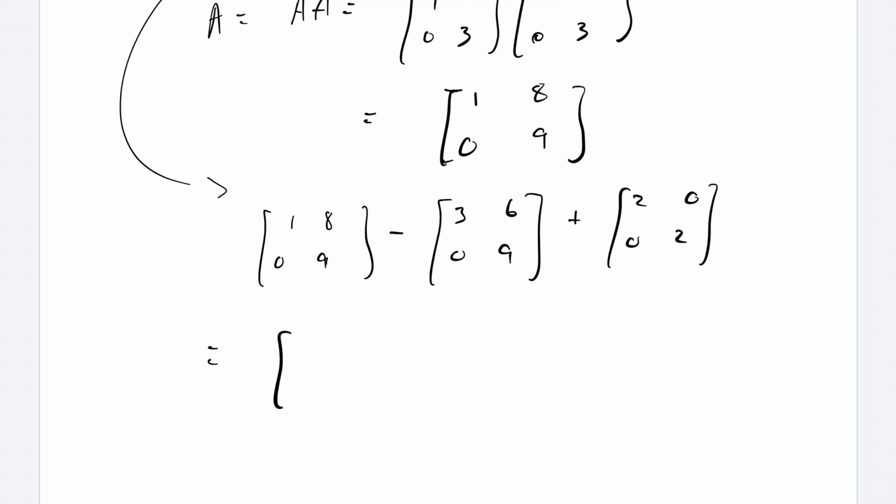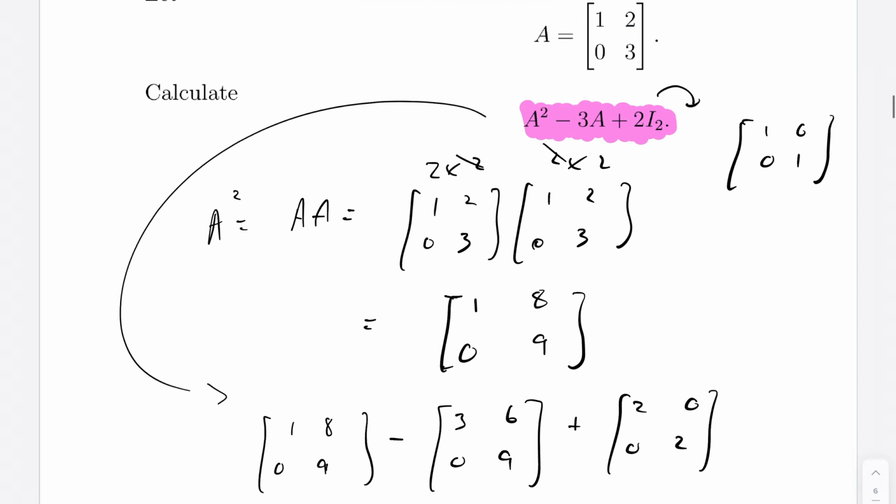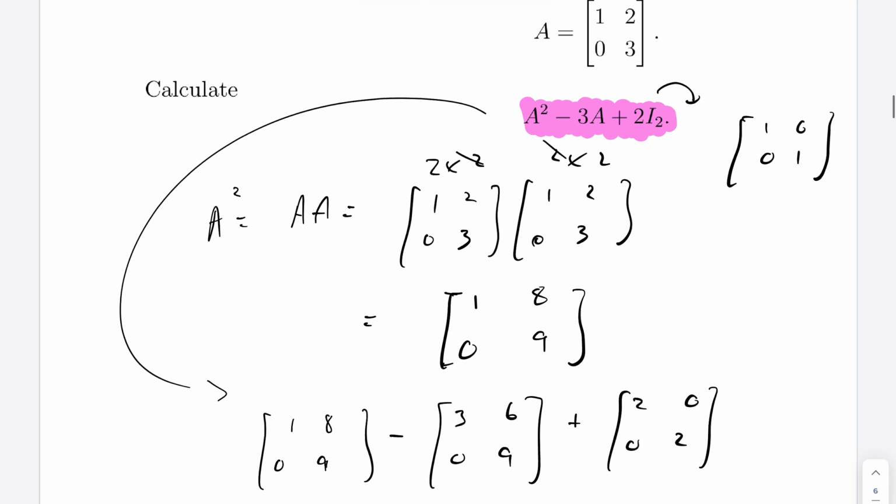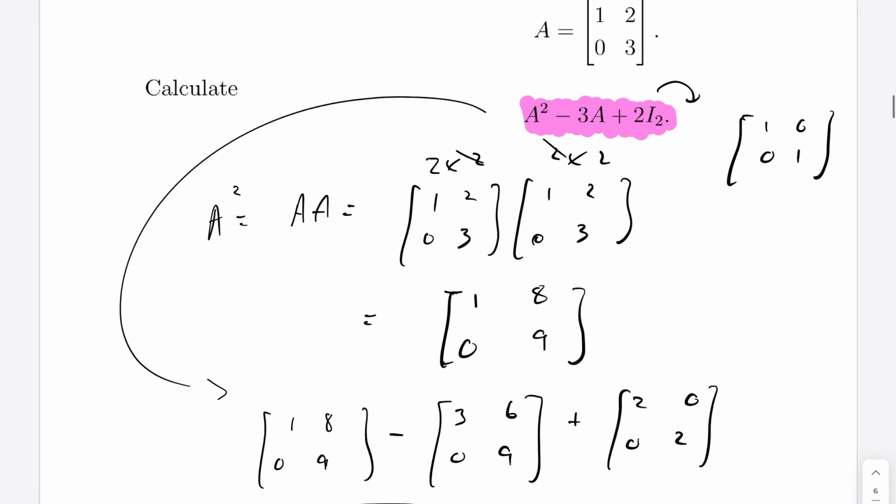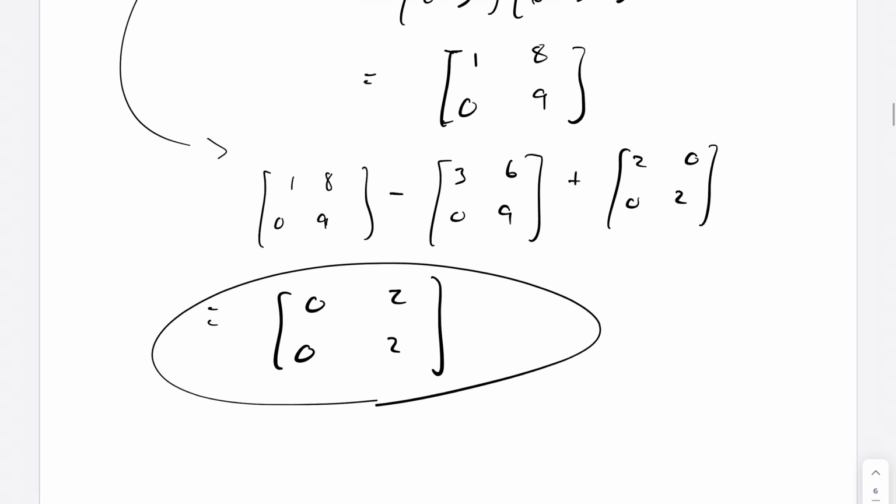So if I go ahead and compute this here, I end up getting 0 in the first entry, 2 in the second entry, 0 in the third entry, and 2 in the last entry. So it turns out that the answer to A squared minus 3A plus 2I ends up being equal to 0, 2, 0, 2.